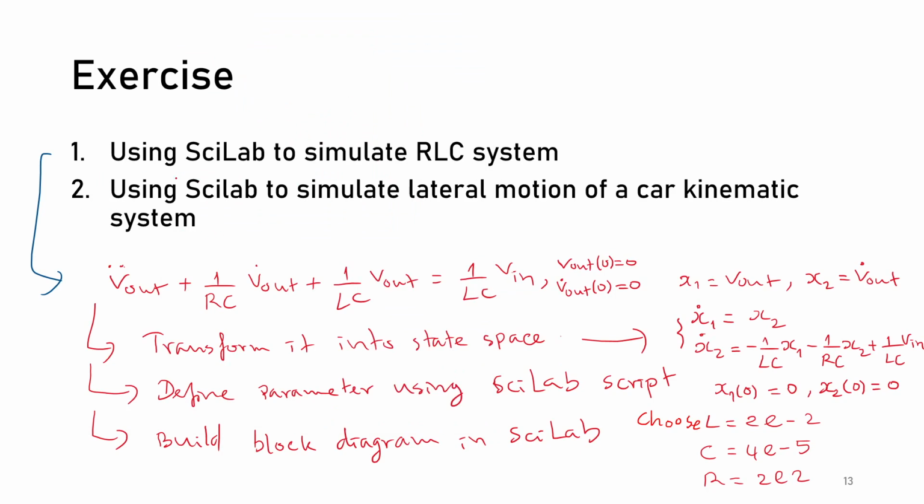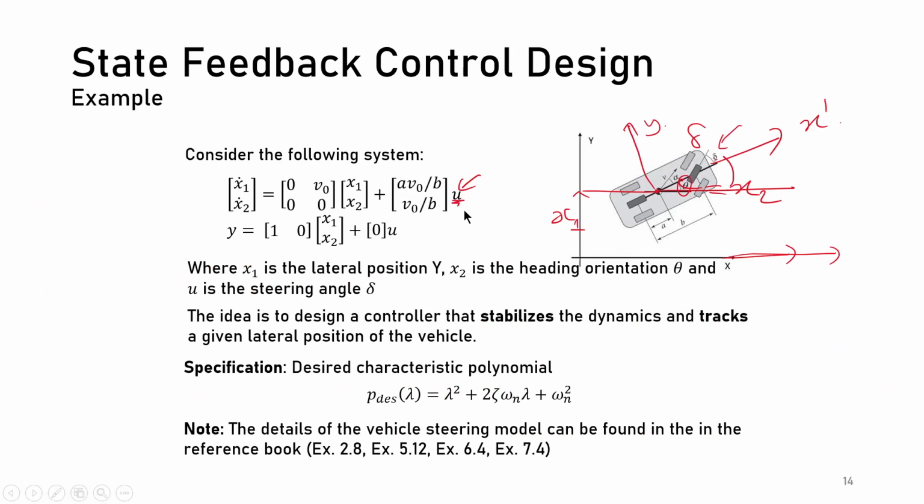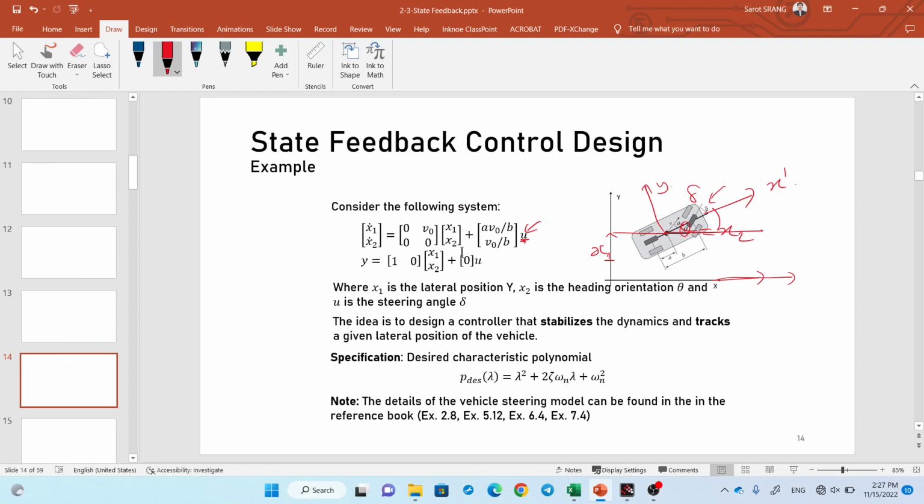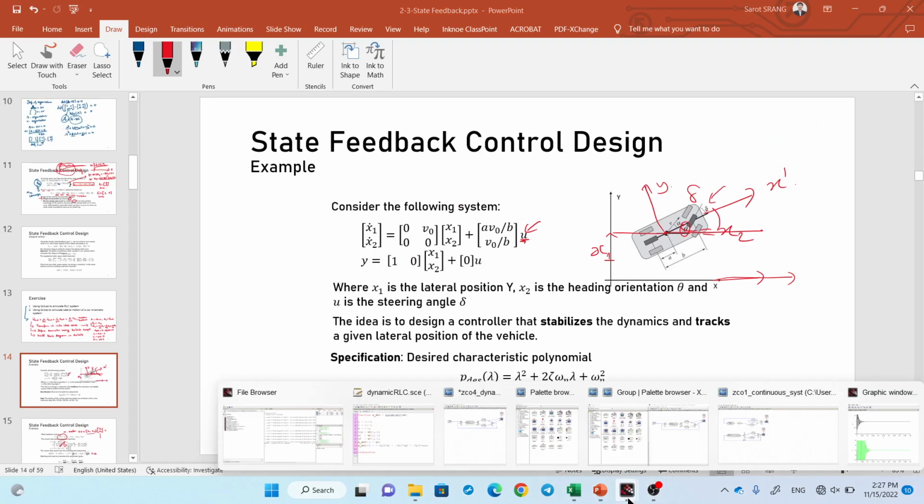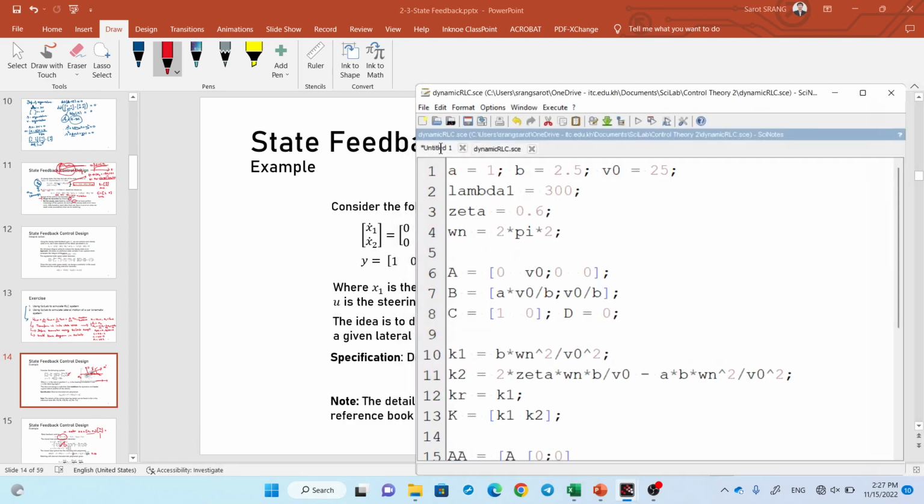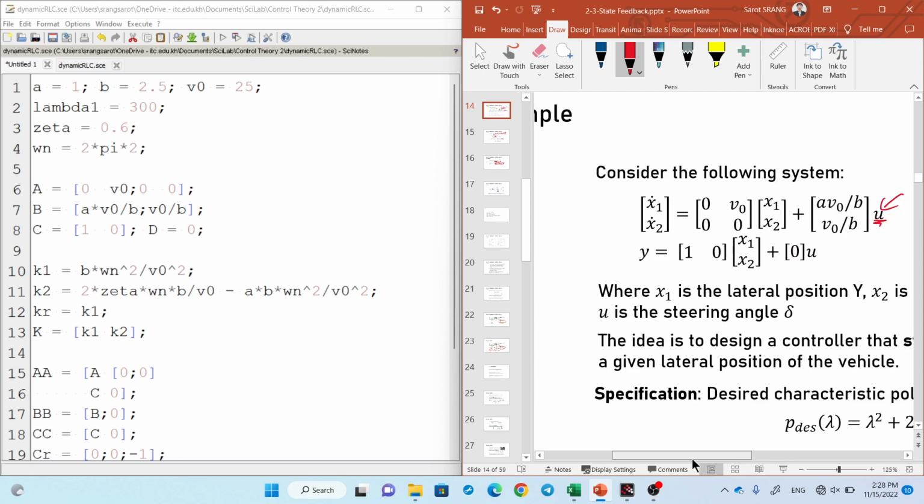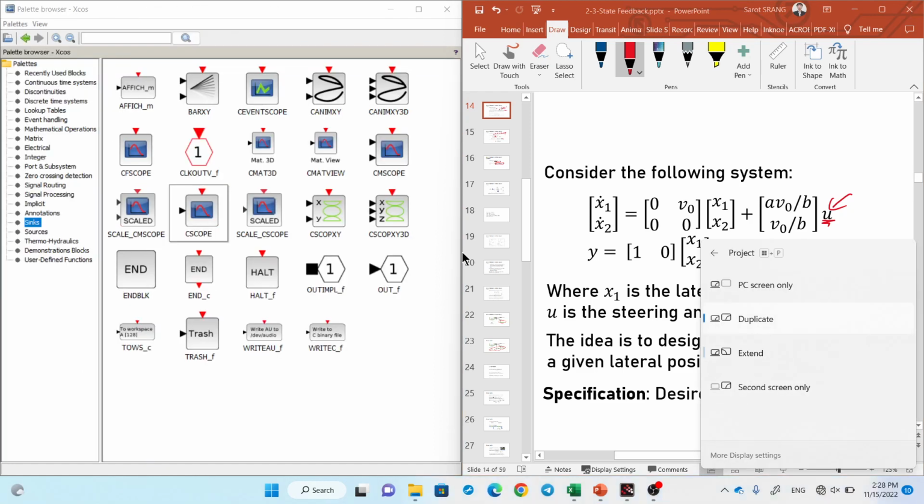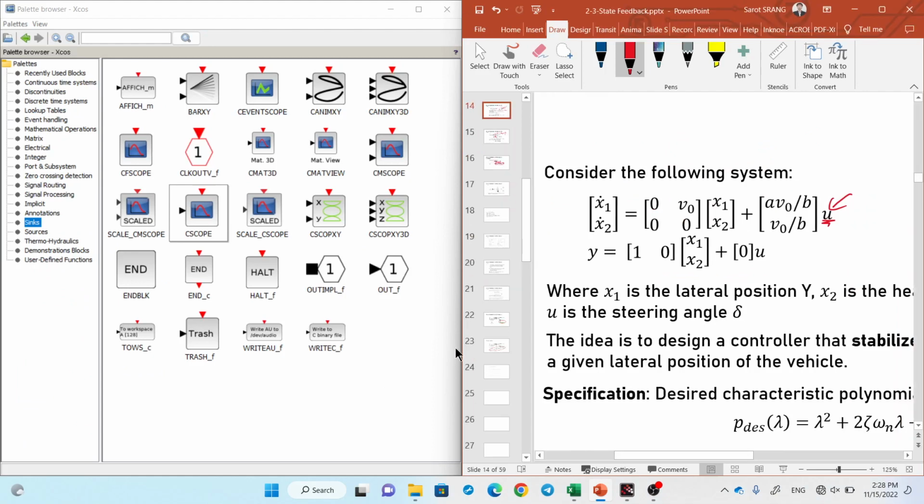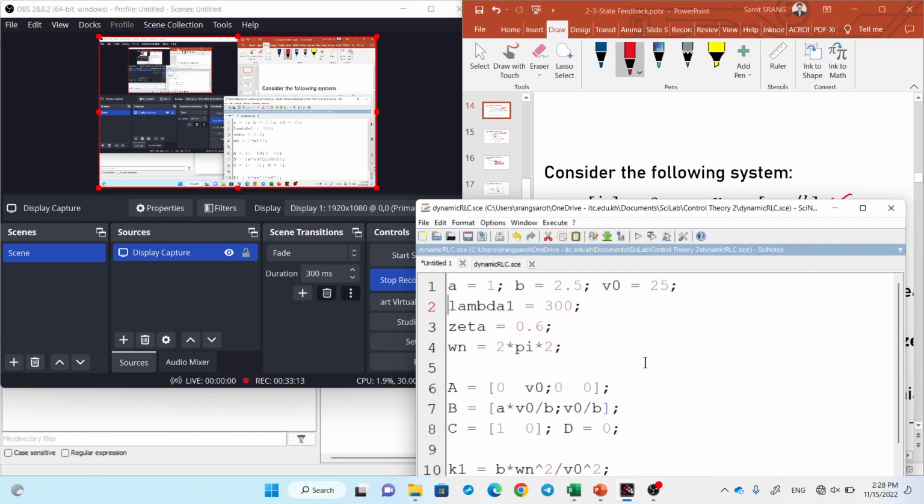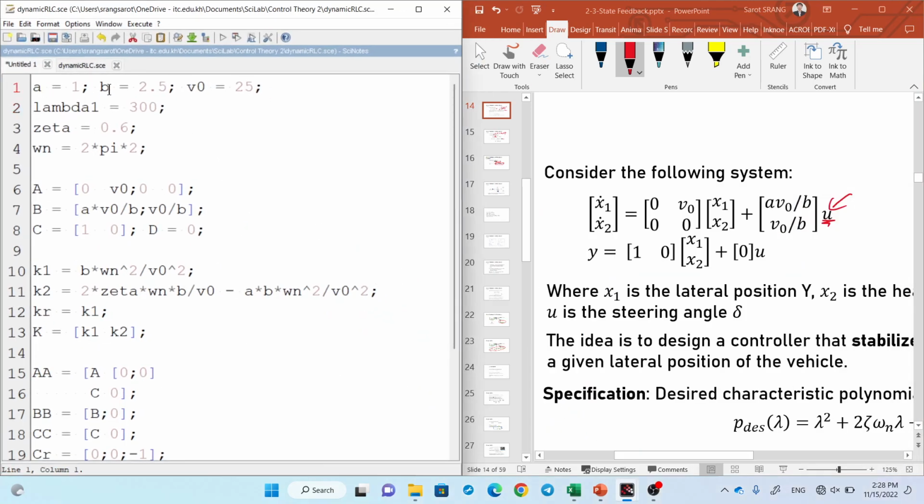Okay. So now you try yourself. You try to simulate lateral motion of car kinematics using ITC-DCLab, and I will show the equation here. And for the parameters A, B and V0, you can follow here. I need to use double screen, duplicate. Where is it? Yep. Okay, so here you have parameters A, B, and V0. So now you try to simulate the system.